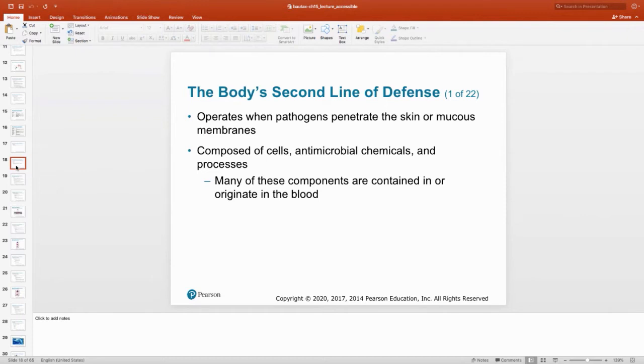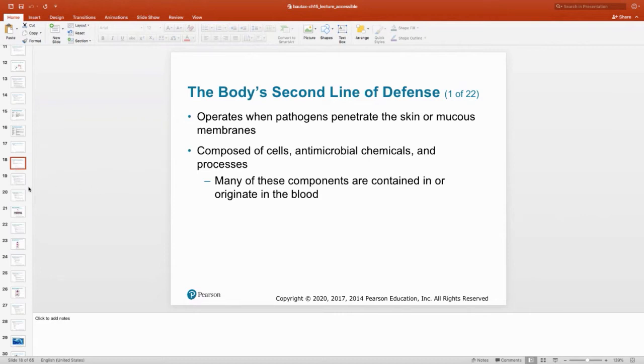Okay, so now we're on to the second line of defense. This happens when the pathogens penetrate the skin or the mucous membranes. This is when the pathogens can get inside the body, not inside as in the digestive tract. Consider the body as being like an elongated donut. What we want to penetrate here is like the dough of the donut rather than the coatings on the outside of it.